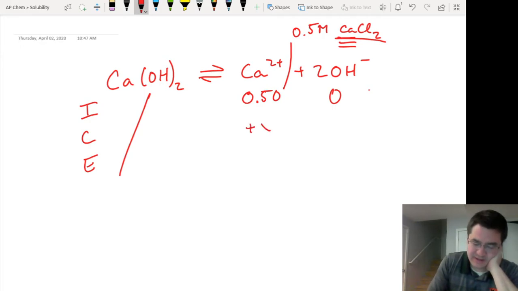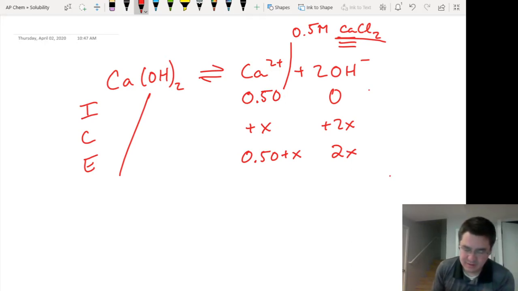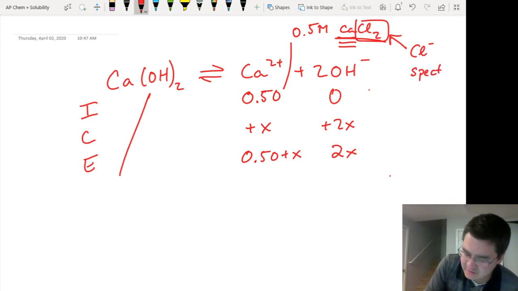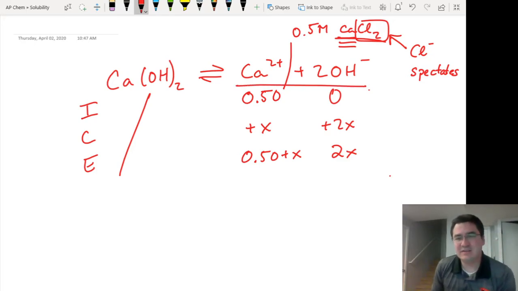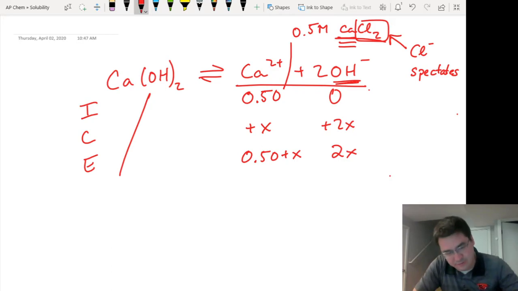And since I get 1 calcium for every 1 unit, I end up with 0.5 molar calcium. So I still am going to gain X, and I'm going to gain 2X. Except now I've got 0.5 plus X and 2X. So it's just like a normal equilibrium expression. Wait, where does the Cl go? Which one? The CaCl2. Oh, okay. The Cl minus is floating around, but it's just a spectator. Because Cl doesn't show up in here at all, the chlorine's not affecting anything. Truthfully, it does affect a little bit because it's similar to a hydroxide ion, with a similar charge, but it's negligible for us.